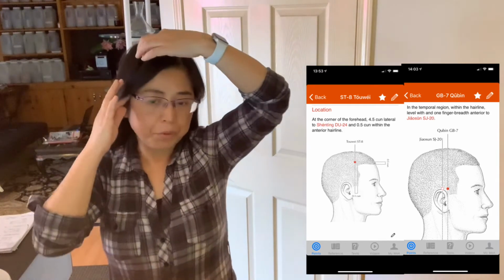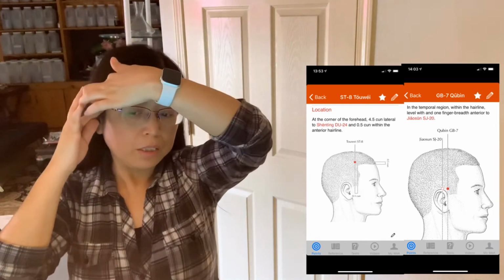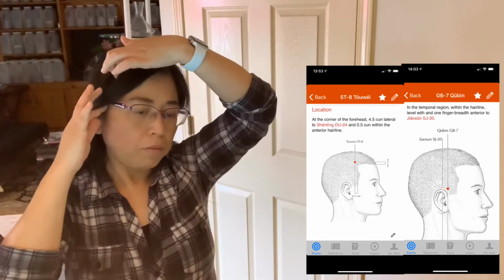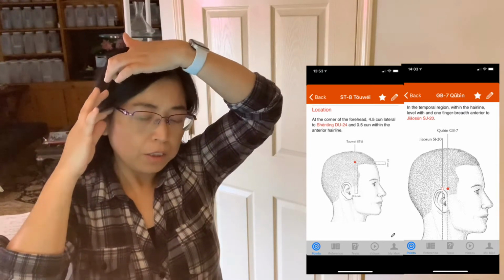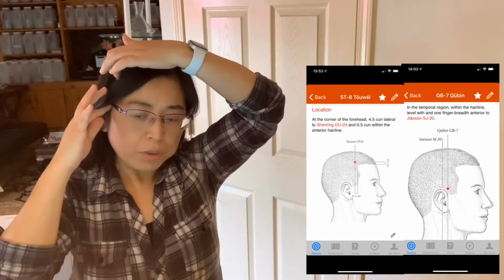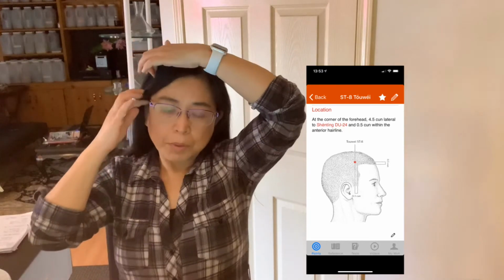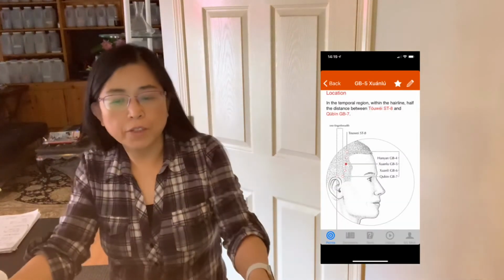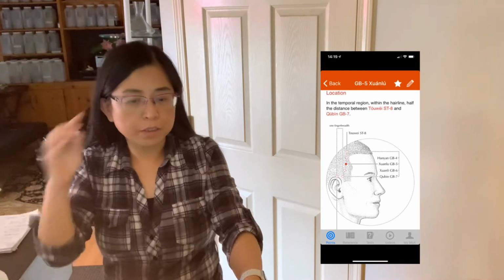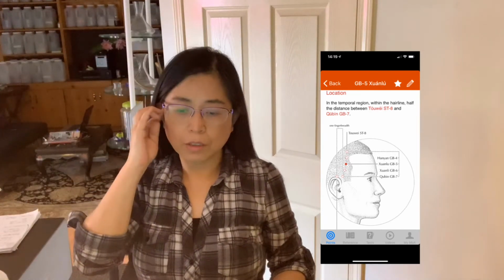Make a line between stomach 8 and gallbladder 7, then go a quarter of the distance down from stomach 8. That will be gallbladder 4. The next one is gallbladder 5. It's halfway along the distance between stomach 8 and gallbladder 7.